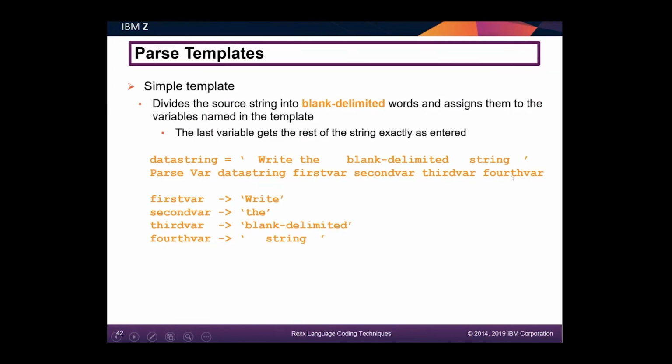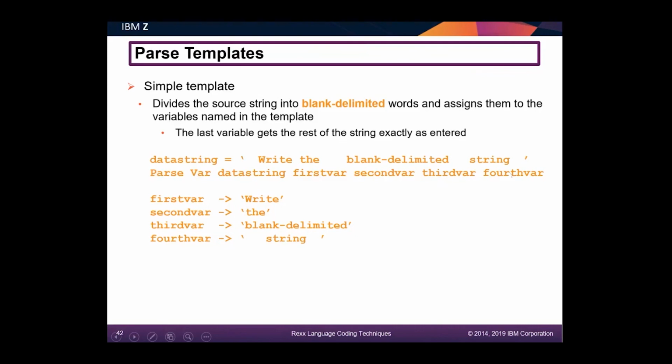And what that means is I'm just doing blank delimiting. So it puts the word write into first var, because that's the first thing that it finds before the blank. And then it takes the, puts it into second var, takes blank delimited, puts it into third var, and takes string and puts it into fourth var. But notice what it did here. It cleaned up and got rid of all of the extra blanks in the first three. And that's because I was doing blank delimiting, which says throw away all the extra blanks around the words. But the fourth one got the whole rest of the string with all the extra blanks.